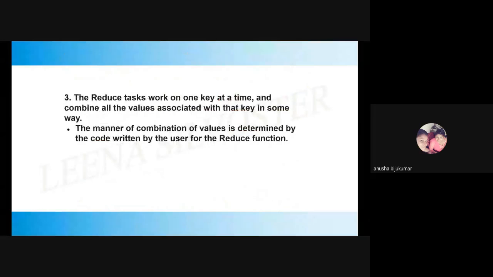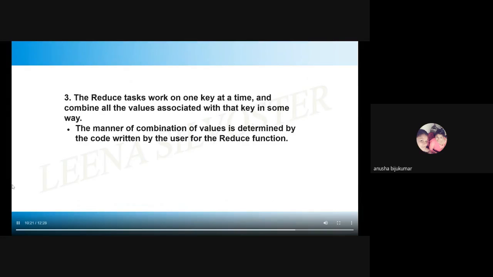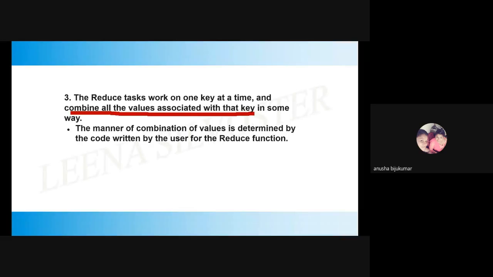Okay, reduce tasks work on one key at a time and combine all the values associated with that key in some way, and these combinations are determined by the user code.